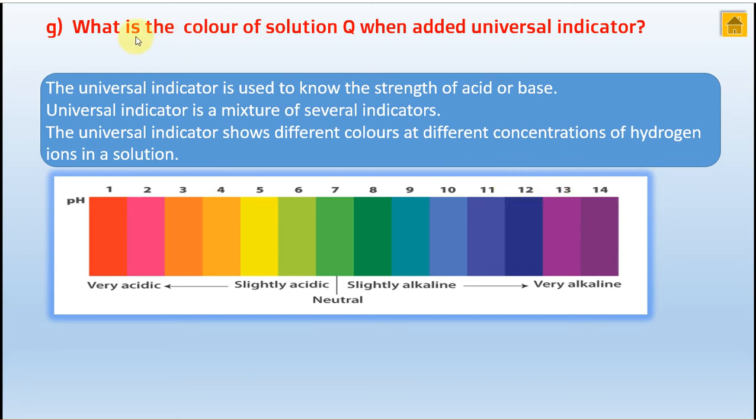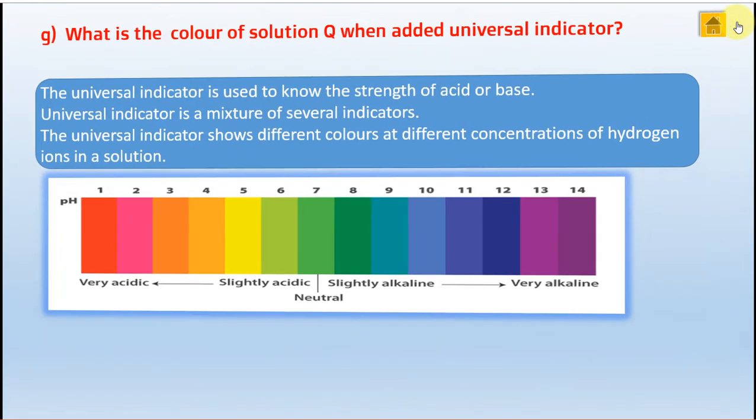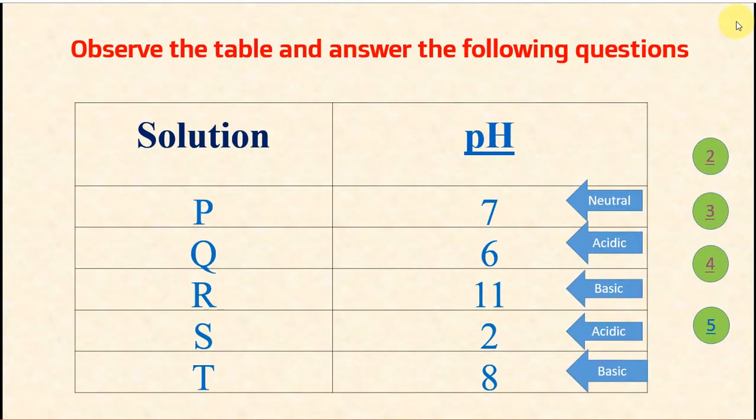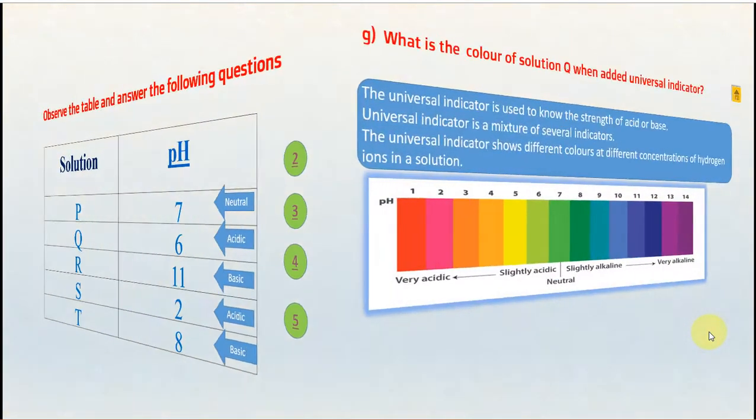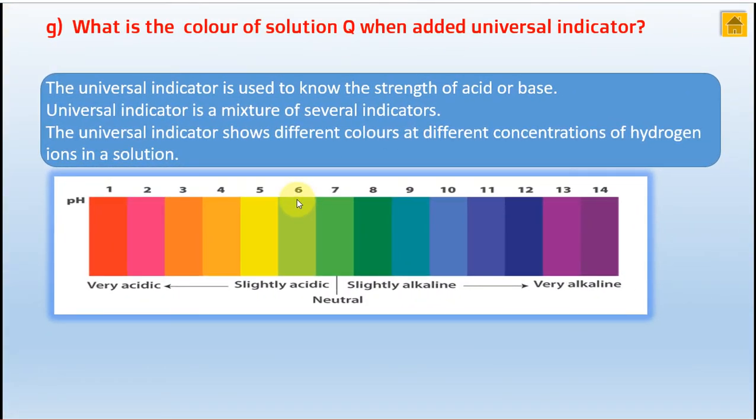So now let us come to the question. Solution Q shows which color when universal indicator is added? First let us try to find the pH value of Q. Q has the pH value 6. So since the pH value is 6, the color here is greenish yellow, almost green. So the answer is green.